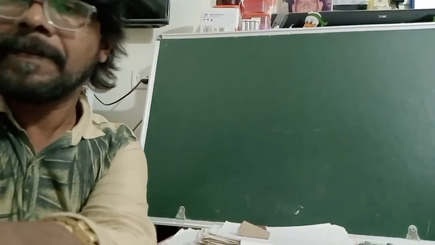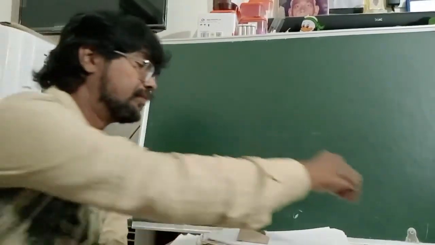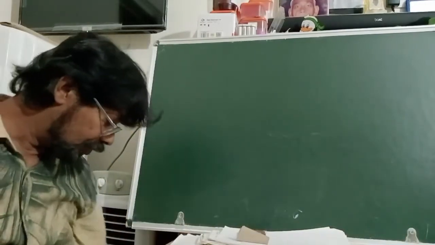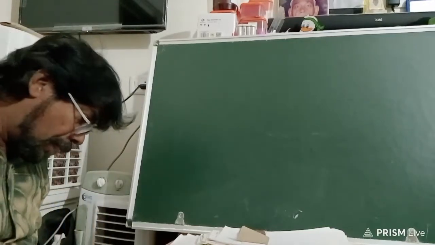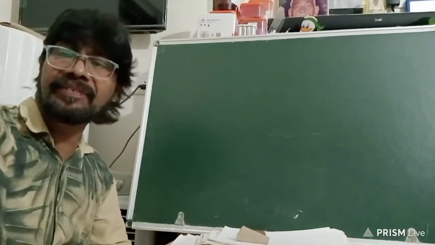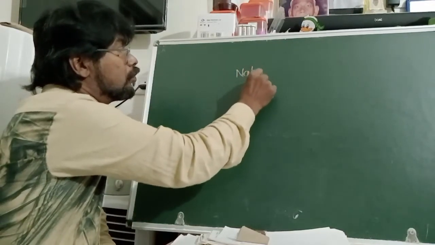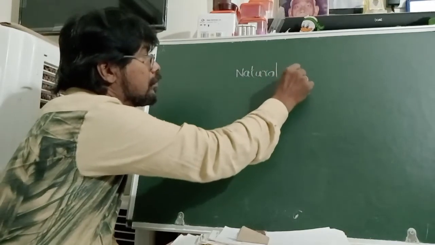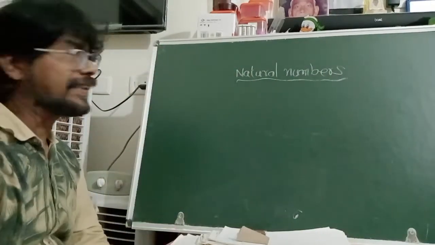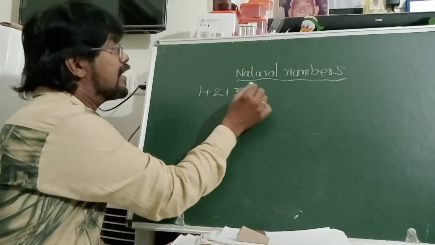Today, in our number system, we have seen the integers and natural numbers. Let's look at some properties of natural numbers. Suppose 1 plus 2 plus 3 is equal to 6.